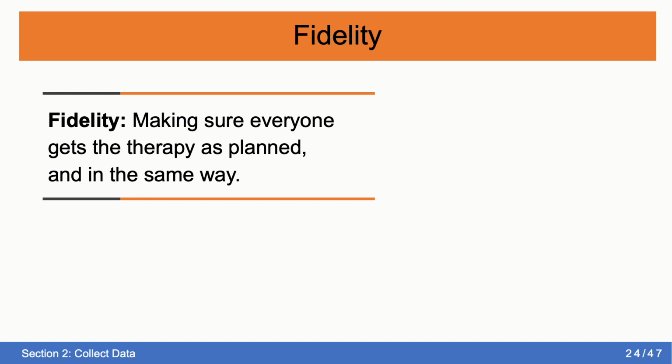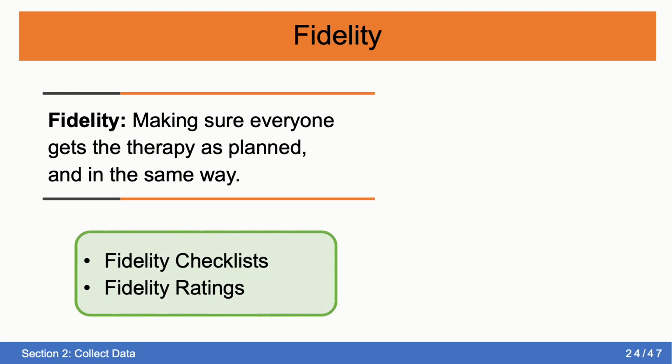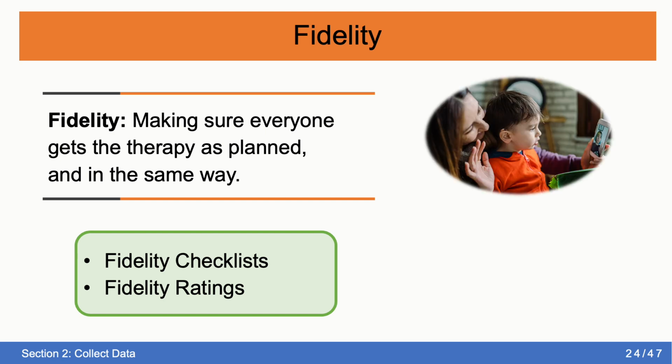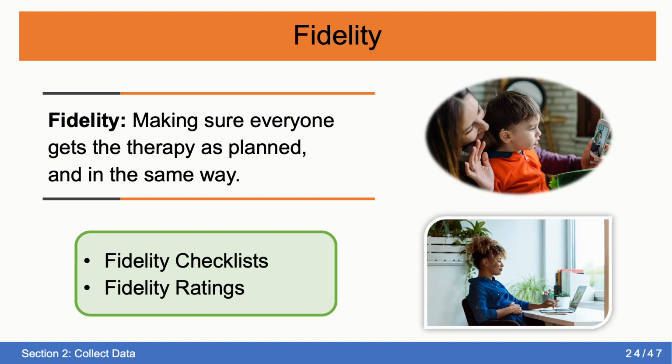Fidelity means making sure that everyone in the study gets the therapy as planned and in the same way. If the therapy isn't given to participants correctly, then we can't fairly assess if the therapy program is helpful. Researchers use checklists or ratings to make sure the therapy is given to participants correctly. For example, therapy sessions may be video recorded. Then, a member of the research team will watch the video and check off all of the therapy components that are used in the session.